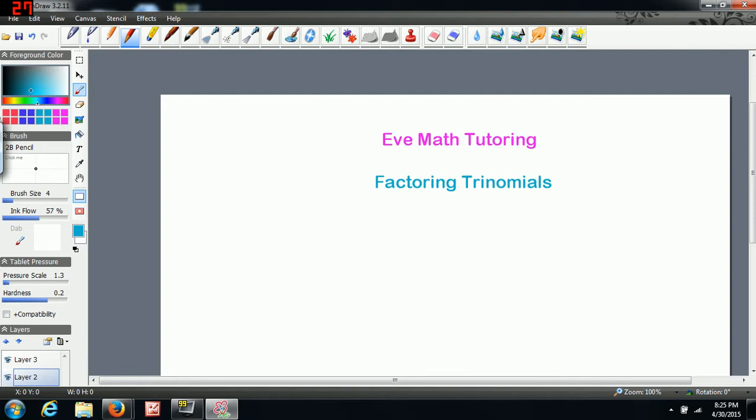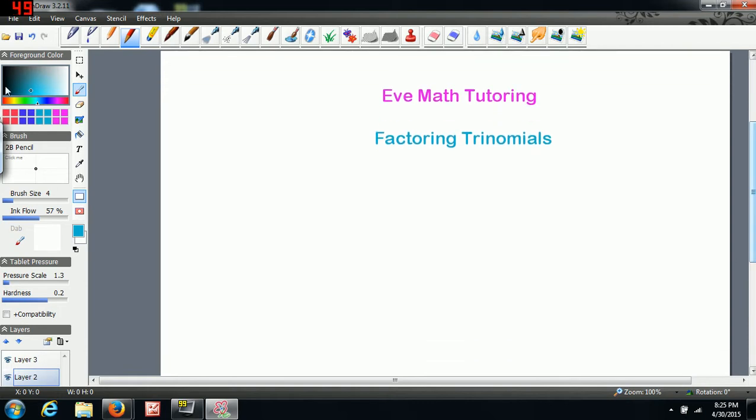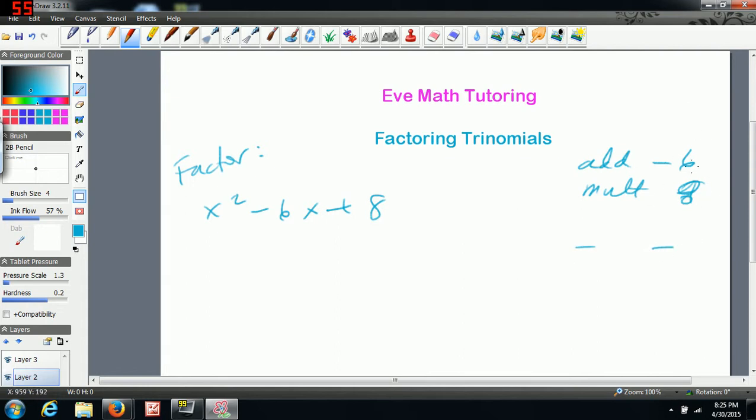So let's try, what if we had a negative? Say we want to factor the trinomial x squared minus 6x plus 8. In this case, again, I need two numbers that add to negative 6 and multiply to 8. So they add to a negative and multiply to a positive, which must mean they're both negative. And then we think of the numbers: which two numbers add to 6 and multiply to 8?